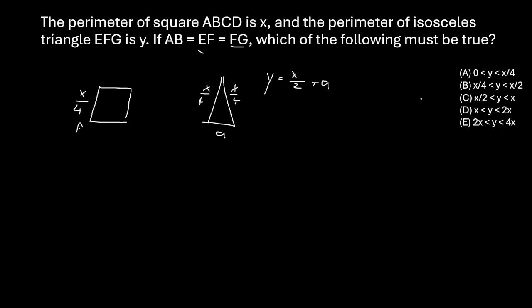And we have here statements about the size of y. So let's look. So y equals x over 2 plus something. So y is actually greater than x over 2. So B is false and A is false because they say here y is smaller. Now we are left with 3 choices.